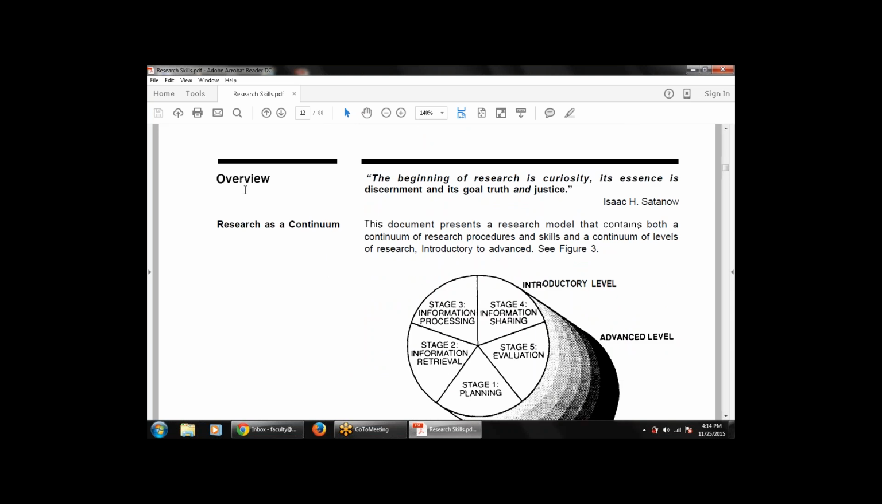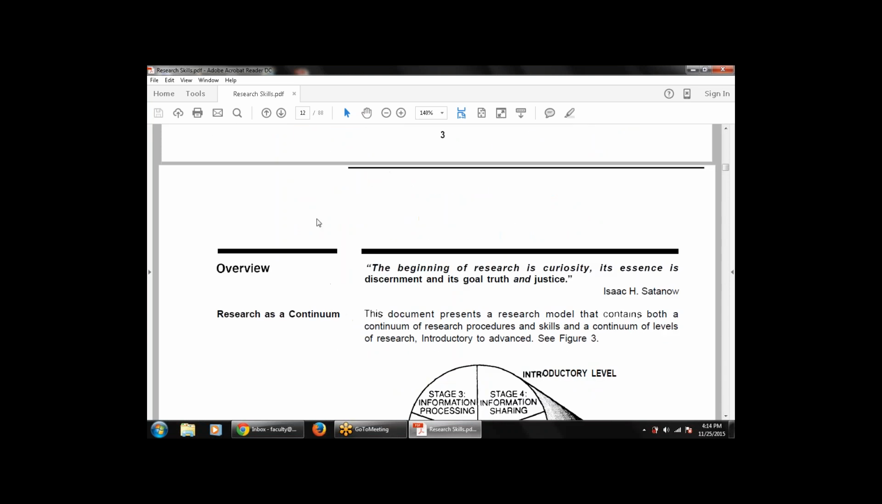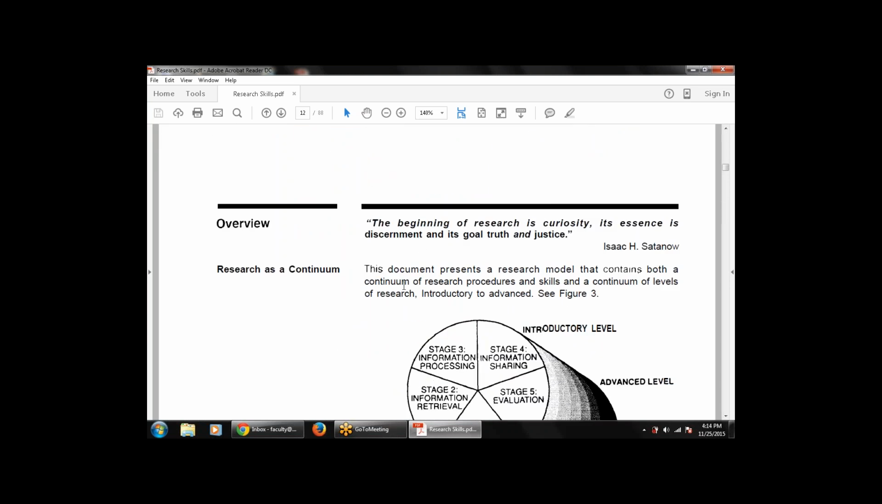Then we have discussed the overview. This is the introduction about this one. Then this is the overview, that acts as, or behaves as, the research as a continuum.